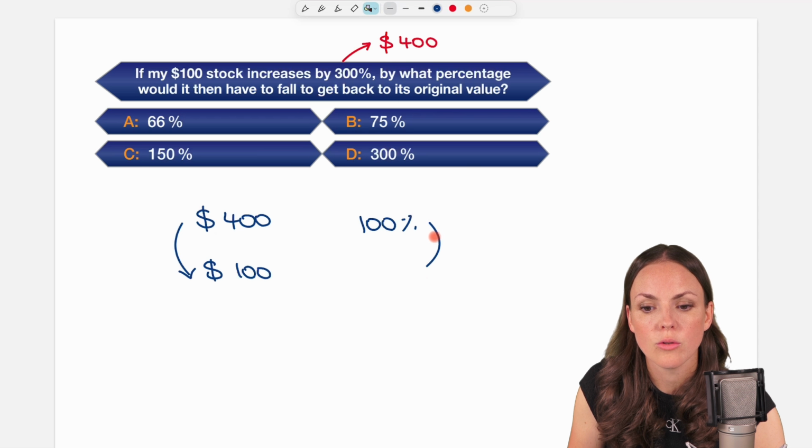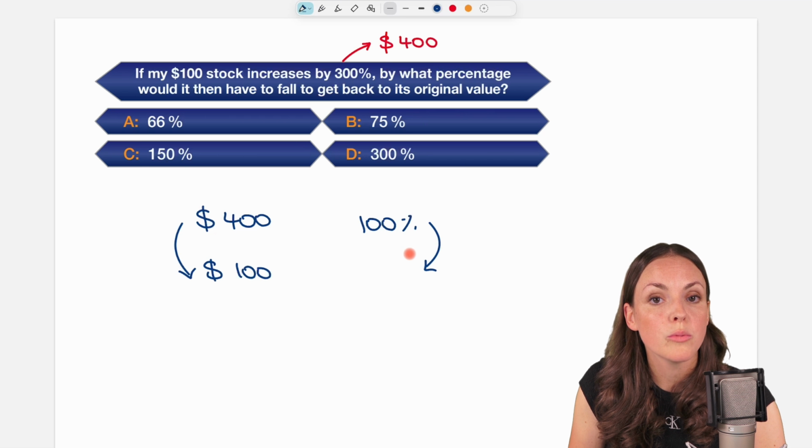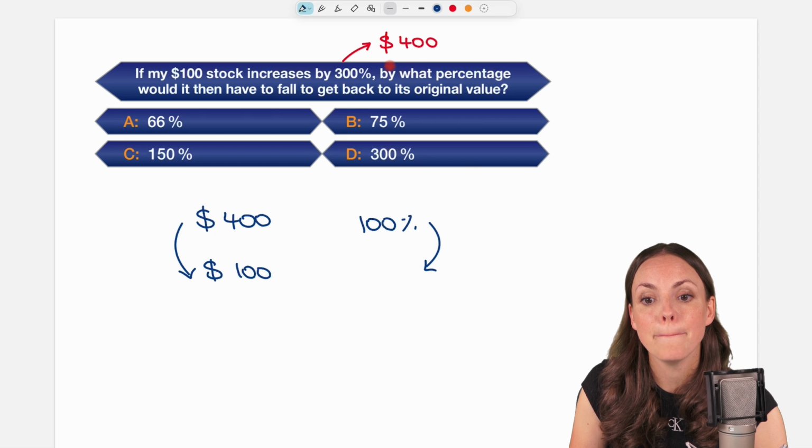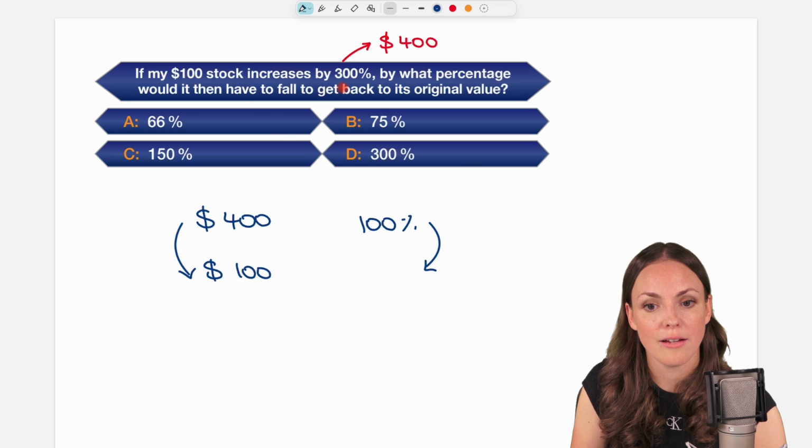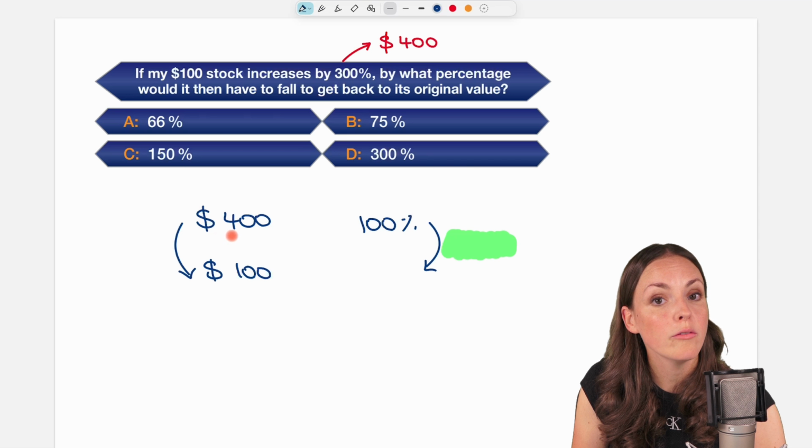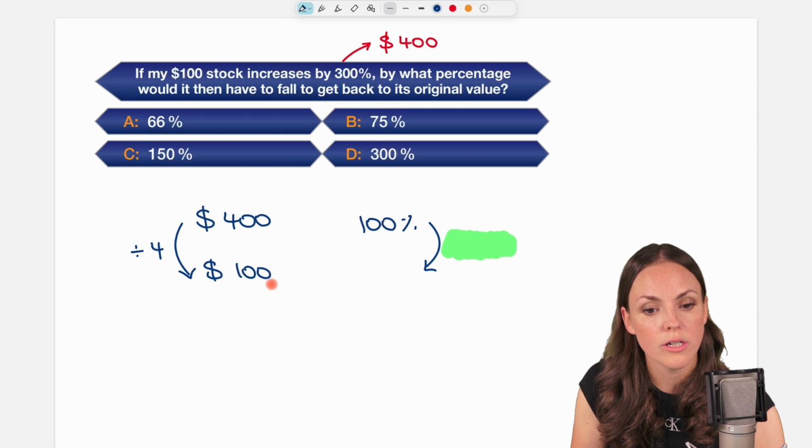And now we have to go down to whatever percentage, we don't know yet, but what we're looking for here is by what percentage does it have to fall. So here, this change in percentages is what we're looking for as our answer. So let's see what happens here. How can I get from $400 to $100? I can just divide this number by 4. So if I divide this by 4, I get down to $100.